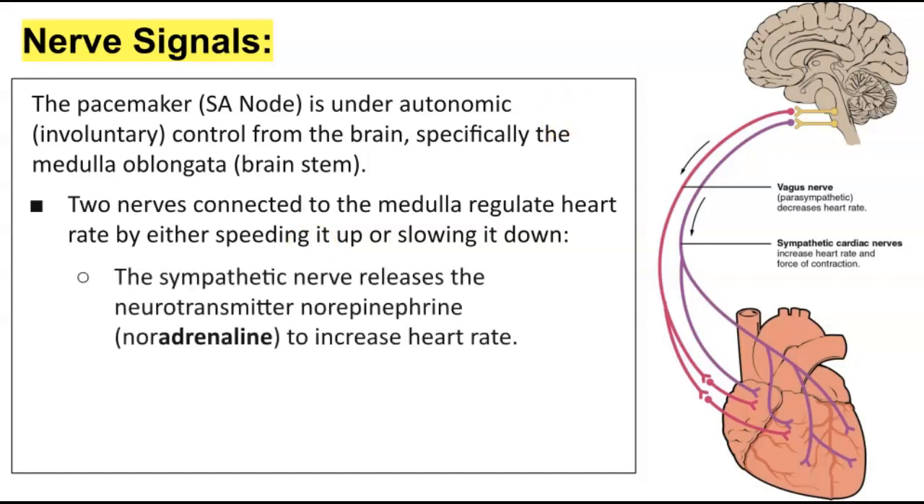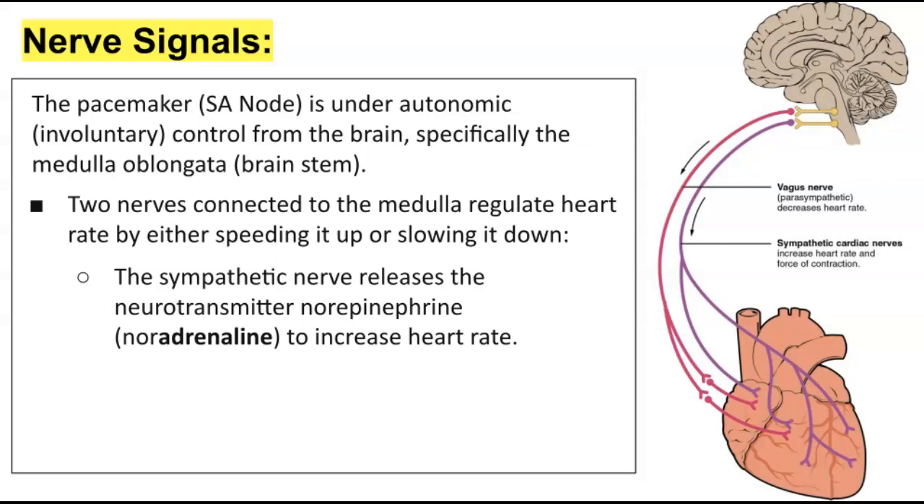The first is called a sympathetic nerve, and the sympathetic nerve is going to release the neurotransmitter norepinephrine, also called noradrenaline. If you can remember that epinephrine is in adrenaline, then you can basically remember what this is going to do. If the sympathetic nerve is going to release a neurotransmitter called noradrenaline, do you think it's going to increase or decrease heart rate? But hopefully you said it's going to increase heart rate.